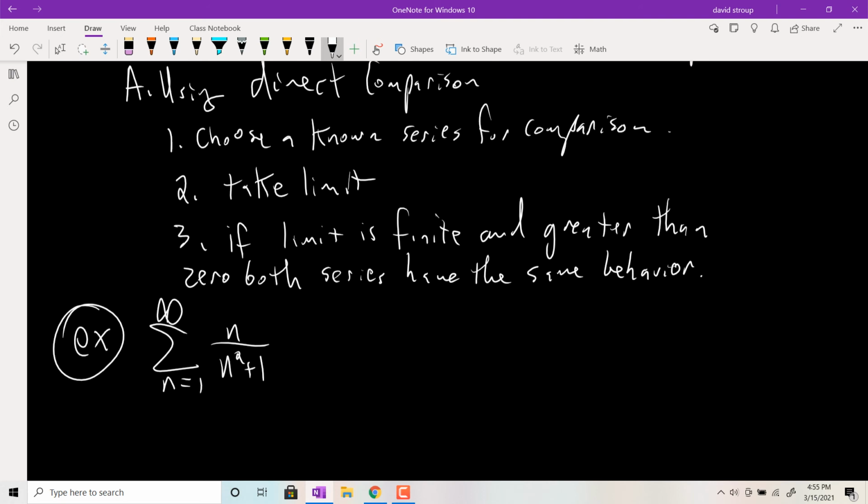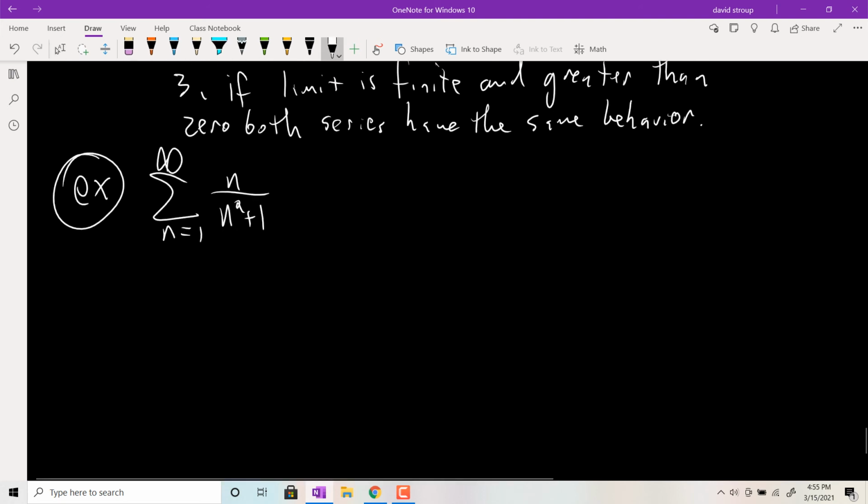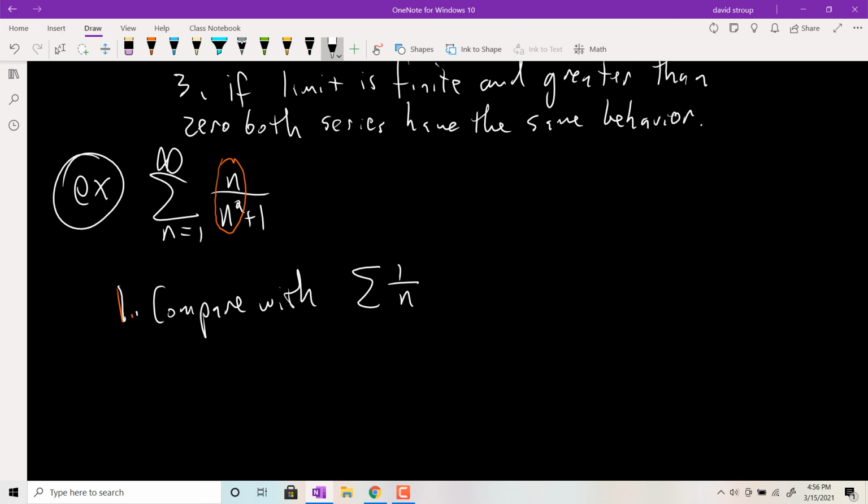Okay, so the way you can pull this off for a comparison is usually just do what I taught you to do for limits and compare it with that series. So we're going to first compare with the series n over n squared, which is the same as 1 over n, which is the divergent harmonic series again.